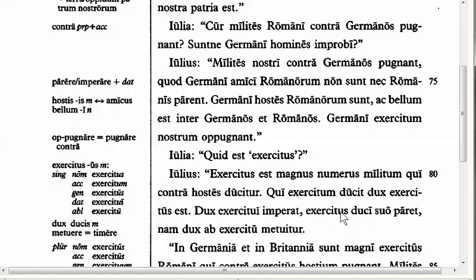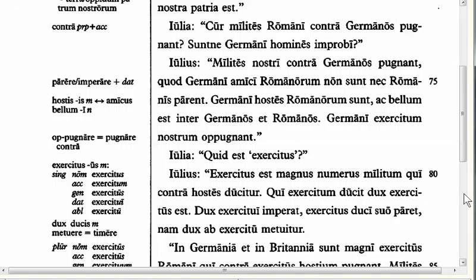And then the next clause here, "exercitus duci suo paret," the army obeys its leader, duci suo, going together. Again, dative case here from dux, ducis, duci. Duci tells you that the army is giving its allegiance to its leader, and so paret is another one of those verbs that takes the dative rather than an accusative object.